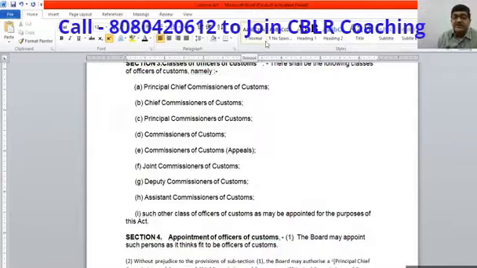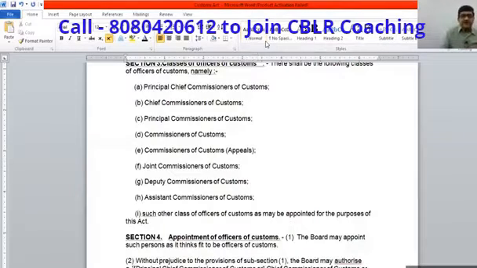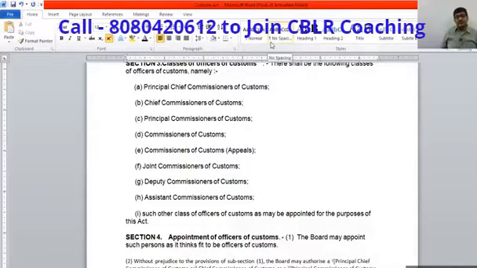Say, for example, director investigation. Now, that doesn't come anywhere in this designation chart, right? So, if you take it as a designation, then certainly there is bound to be confusion, because lots of designations are there which are not referred here. So, be clear that these are not the designation, these are classes of officers. So, principal chief commissioner, principal commissioner, commissioner appeals, joint commissioner, deputy commissioner, assistant commissioner, plus other junior classes of officers, right? So, this is only for remembrance.